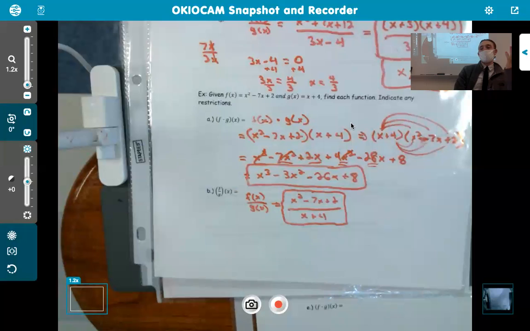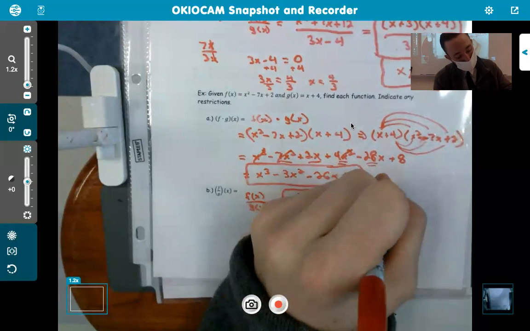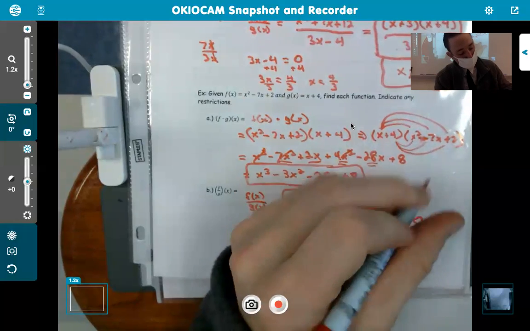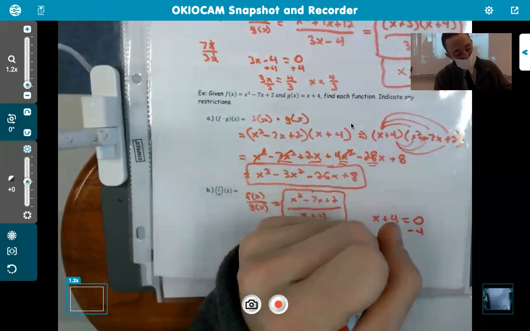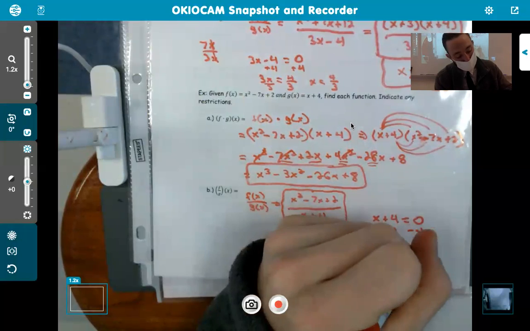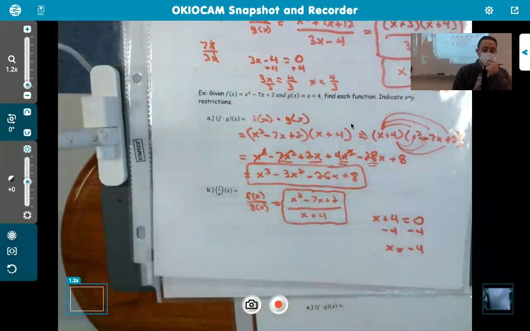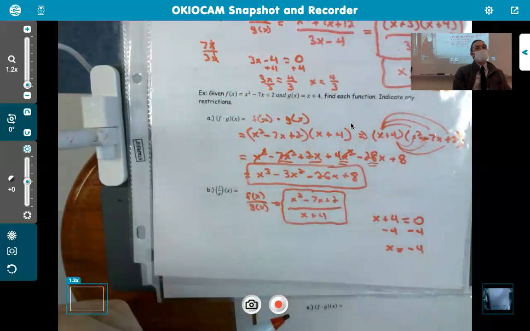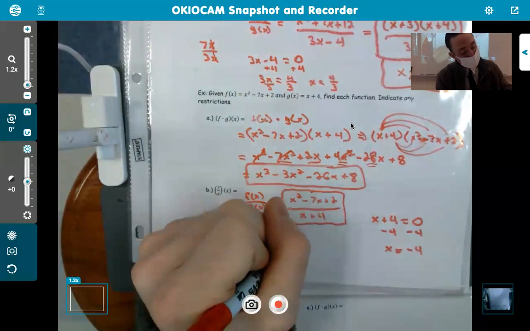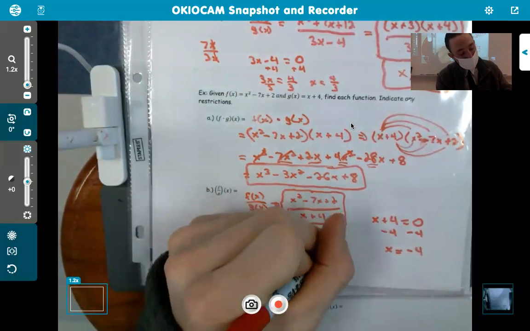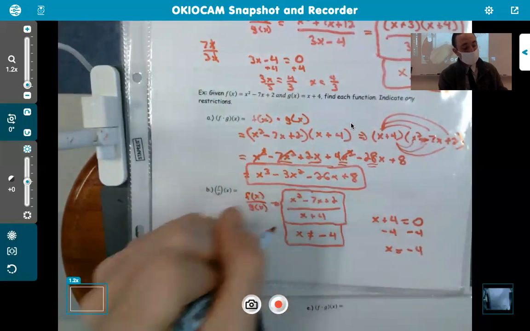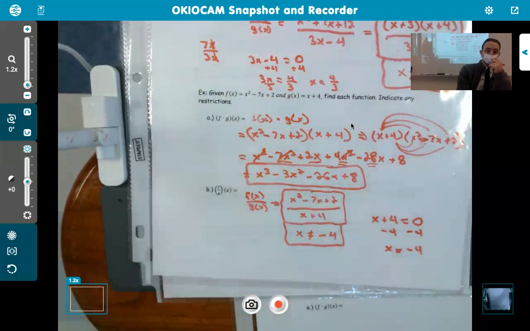But what do I have to include in my answer though? What else do I need to find? The restriction. How would I find the restriction? Good job. So x plus 4 equals 0. Subtract 4 from both sides, and I get x equals negative 4. So what I have to include in my answer is that x cannot equal negative 4, right? Otherwise, my denominator would be 0. Question?